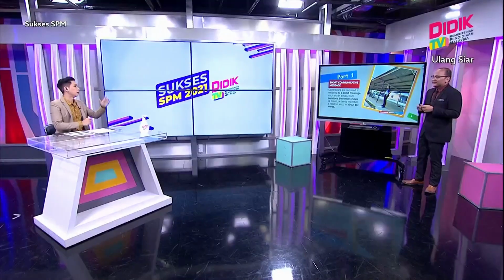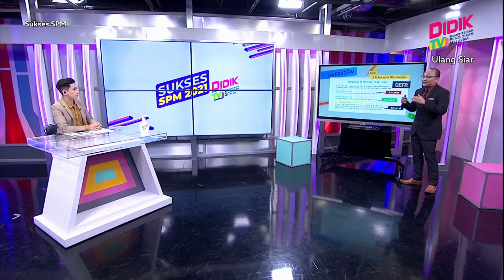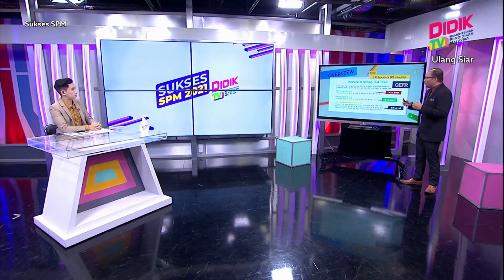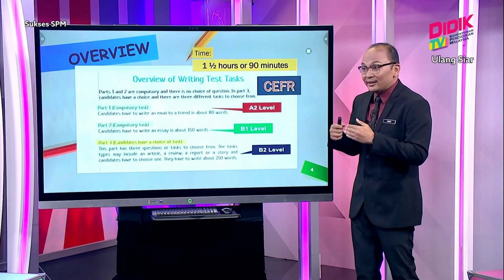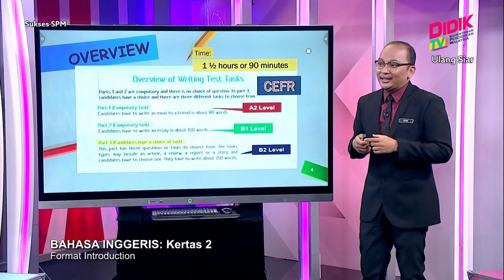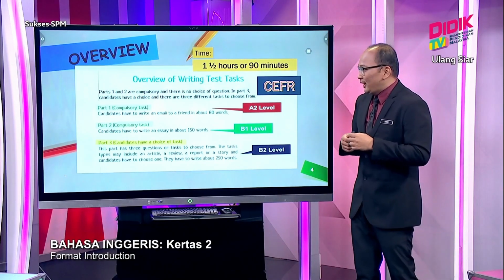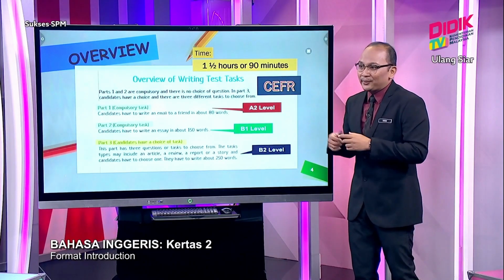I have a question, sir. In the previous slide, you mentioned there is A2 level, B1 level, and B2 level. Could you explain to us what you mean by these levels? These are the level of requirement of the difficulties of this task. Part 1 is considered quite easy. Part 2 is a little bit harder. However, part 3 is the hardest so far for the candidates to know. And we are going to explain a little bit further as we go on with the lesson.